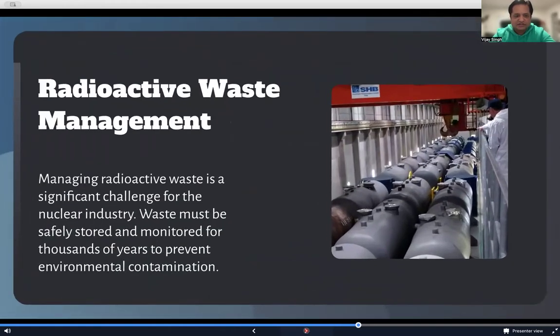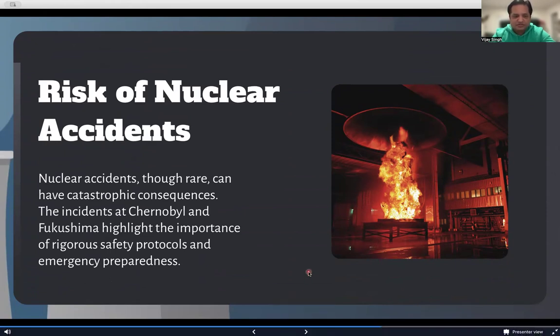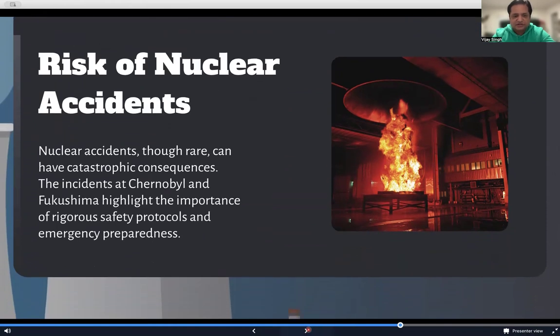Then what are the challenges? One of the biggest challenge is managing the radioactive waste. Waste must be safely stored and monitored for thousands of years to prevent environmental contamination. And the risks of nuclear accident. Nuclear accidents, although they are rare, can have severe consequences. The incident in Chernobyl highlights the importance of rigorous safety protocols and emergency preparedness.